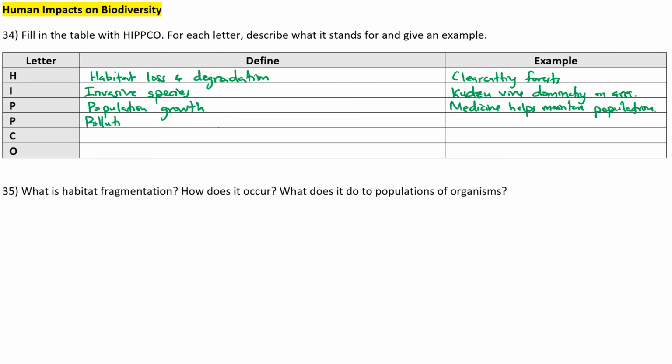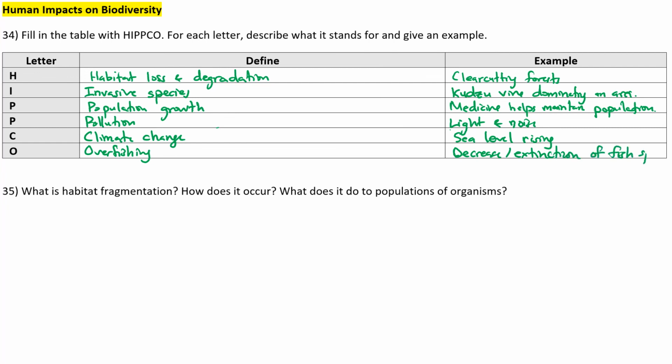Pollution. There are plenty of types, like light and noise. Climate change. Sea level rising. Overfishing. Decrease or extinction of fish species.